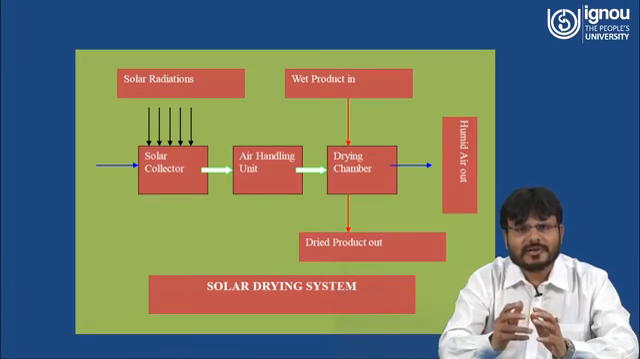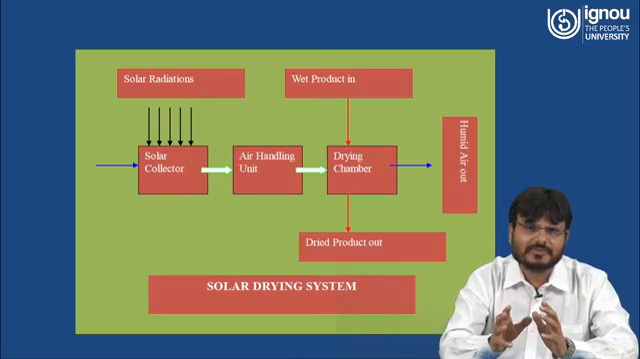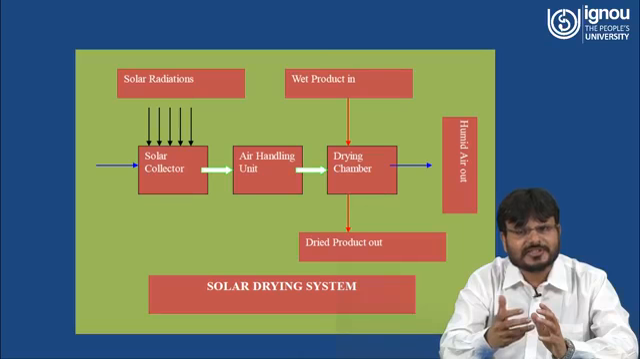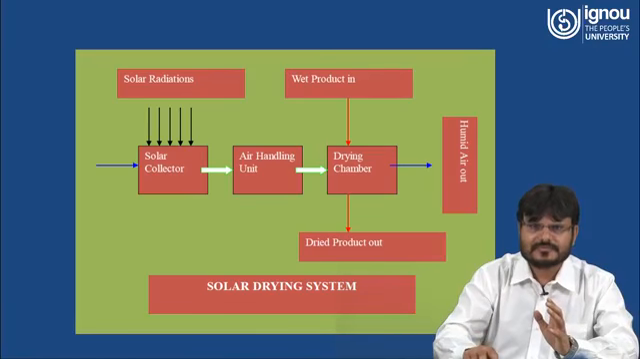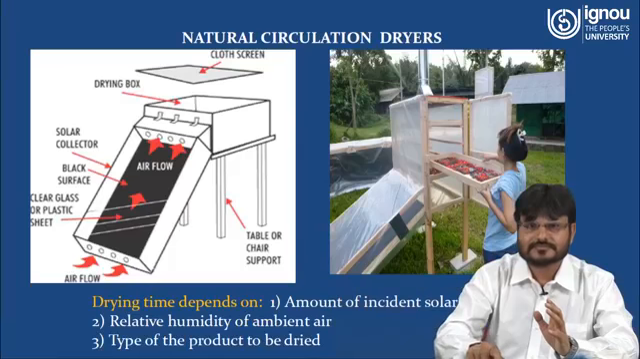Now what will happen, because the drying products are there, that means moisture is there, so the air will come in contact with this particular crop or chemical. Whatever moisture is there, because the temperature increases, it will start to evaporate. That means moisture will come out, and whatever is left out is the dried product. So this is a simple understanding of how the solar drying system works.